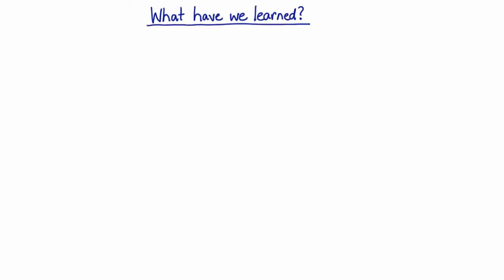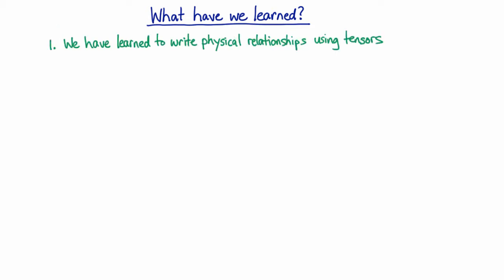So what have we learned? First of all, we've learned to write physical relationships using tensors. This is because tensors have some kind of physical meaning beyond the coordinate system we choose. And of course, there's no reason for the universe to respect our choice of coordinate system. So we talk about electromagnetic fields explicitly in terms of tensors, rank 2 tensors in that case.